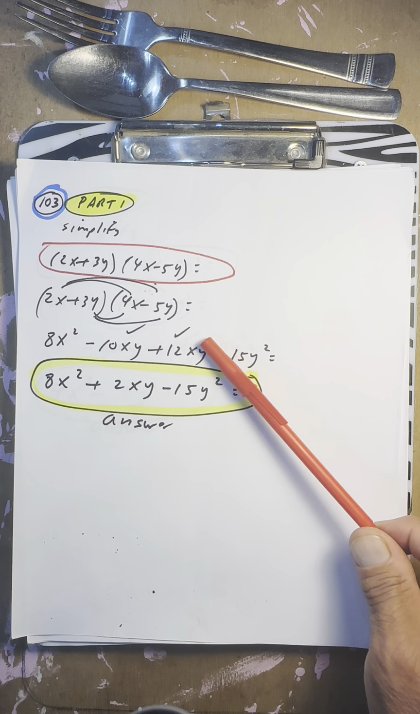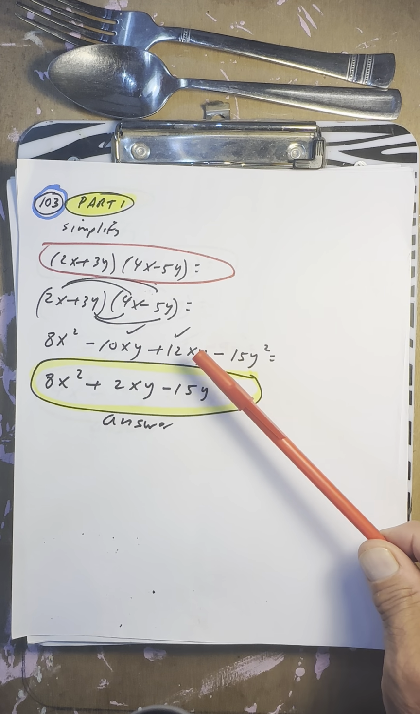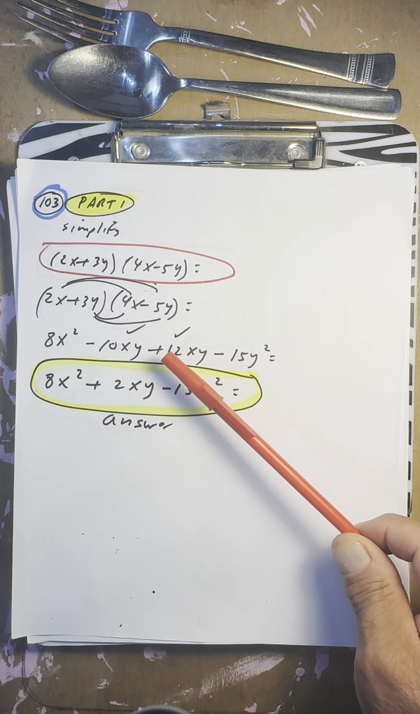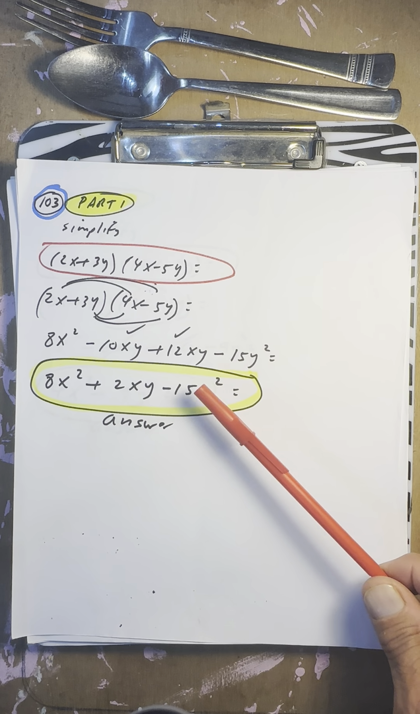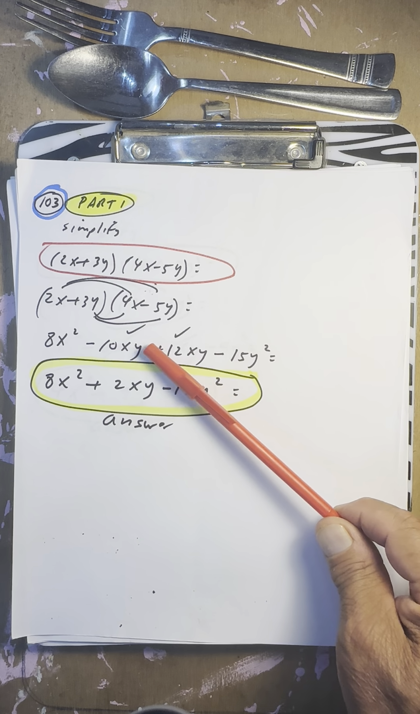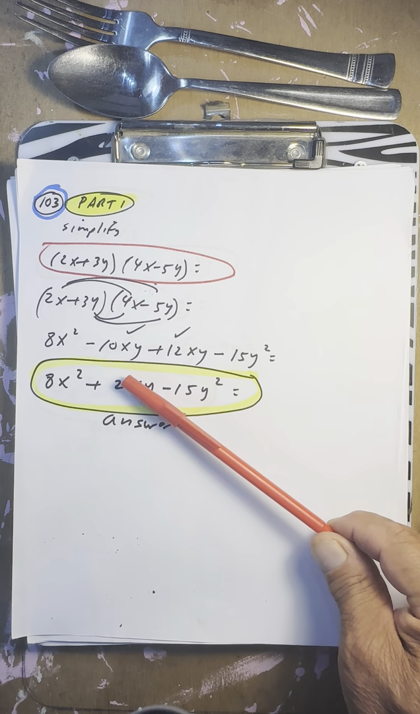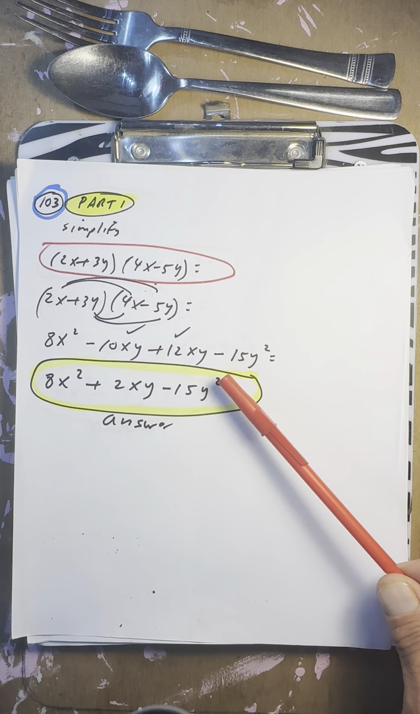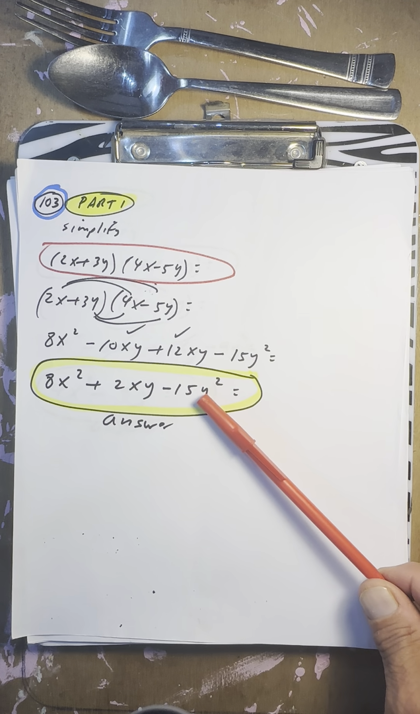Now, in the middle, see these two right here? These are like terms. You can add them together. What's 12xy minus 10xy? Like 12 apples minus 10 apples is how many? 2. So 8x squared plus 2xy minus 15y squared, that's the answer. 8x squared plus 2xy minus 15y squared.